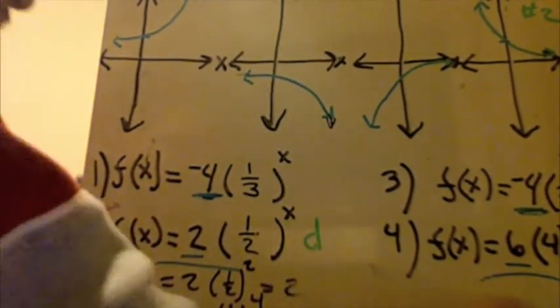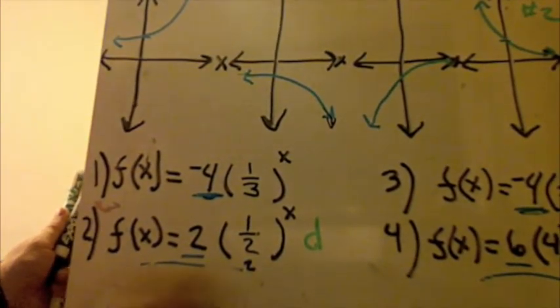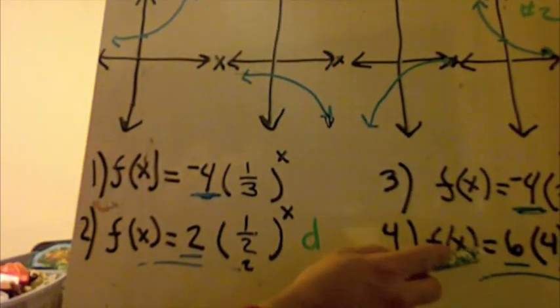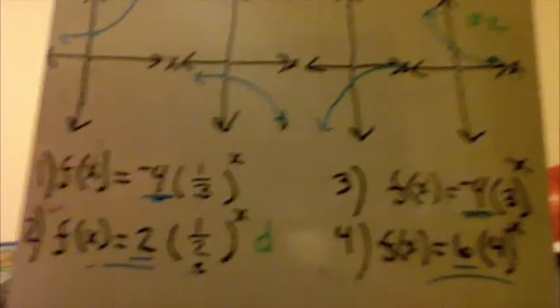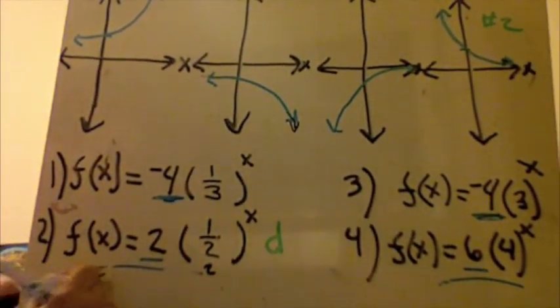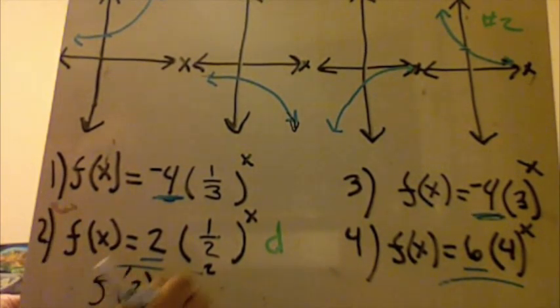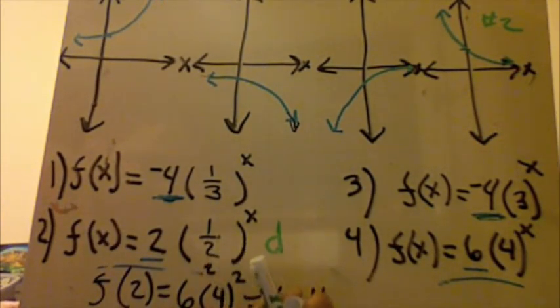Alright. So just to confirm that number 4 then is associated with A, let's do that. Let's look at it. Well, what happens when I put a 2 in there for x? So f of 2 is going to be 6 times 4 squared. Well, what's 4 squared? It's 16. 6 times 16.